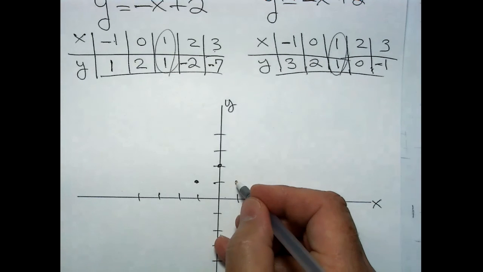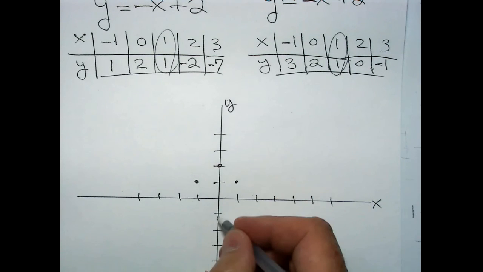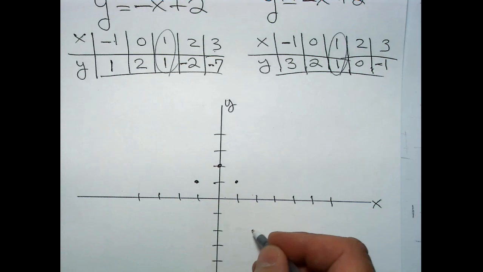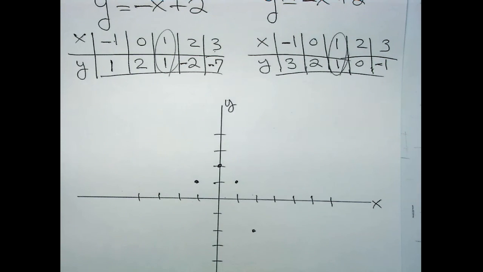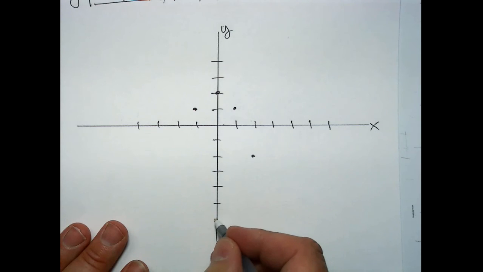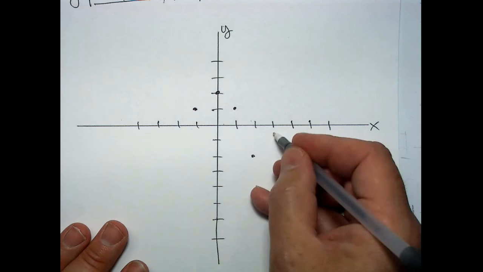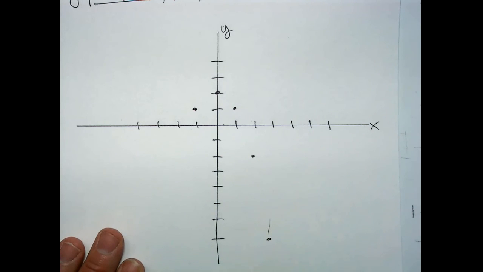1, 1 is right here. 2, negative 2 is, let's see, 1, 2, negative 2, that's here. And 3, negative 7, wow. That's way down here. Okay, let's see. 1, 2, 3, 4, 5, 6, and 7. We ought to be way, way down here. So I'm going to place a point here. What we've got here, guys, is a parabola.